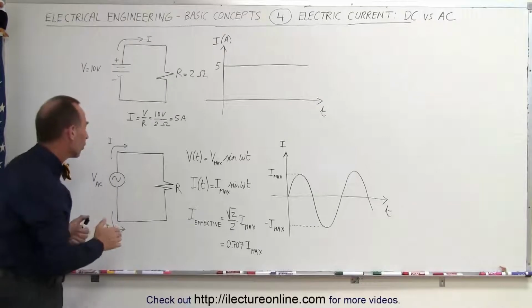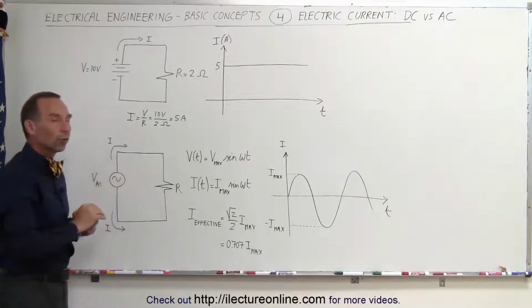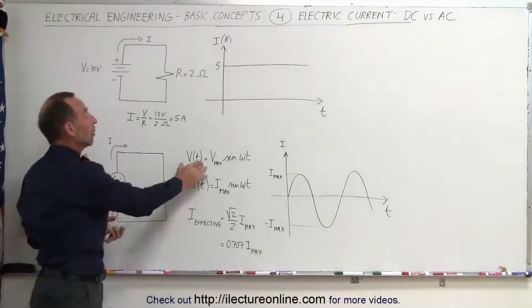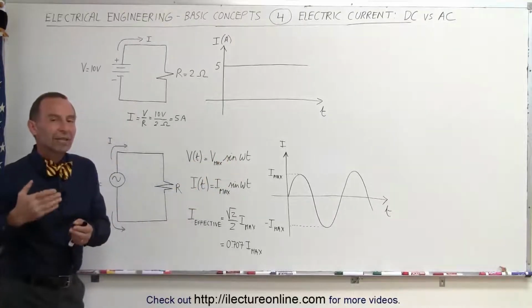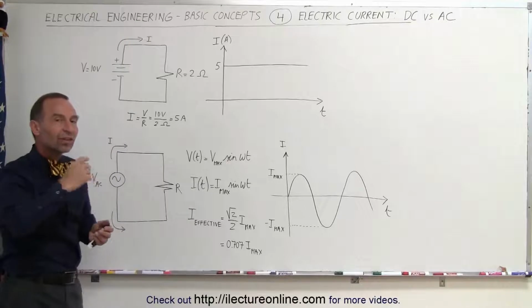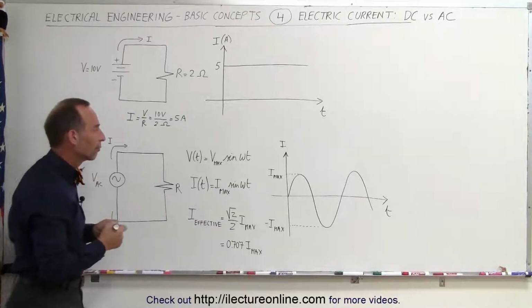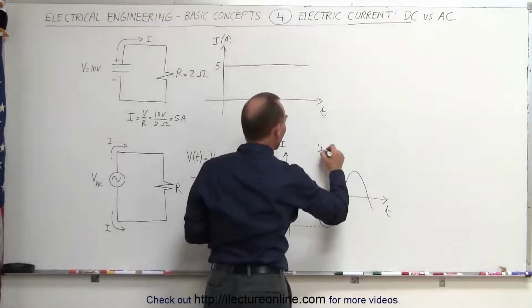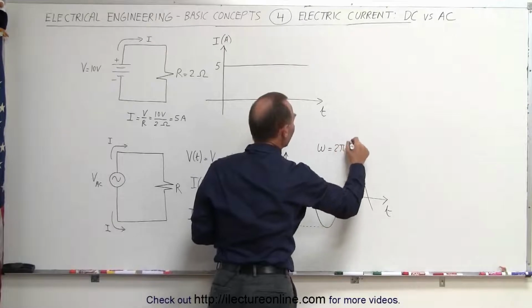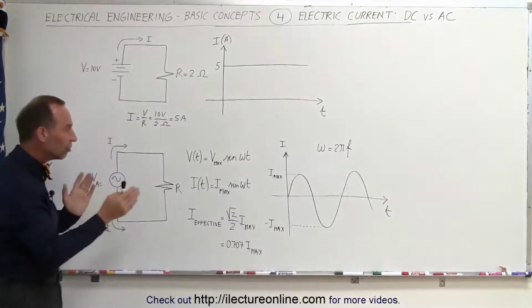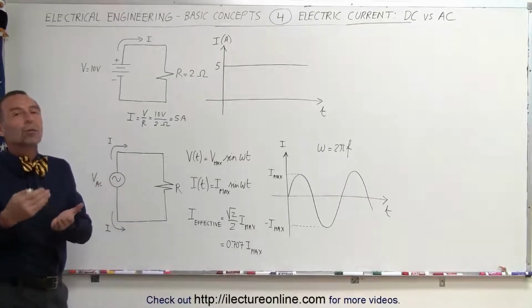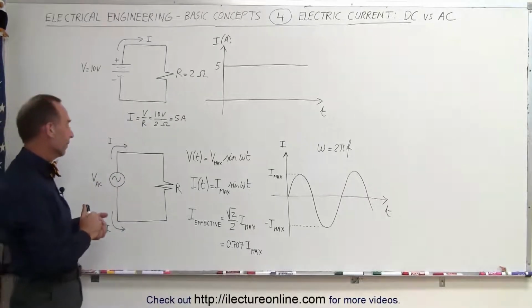Now, what if the voltage source is an alternating voltage source? It puts out a voltage according to this equation, V max times the sine of omega t. Omega is the frequency of the oscillation of the circuit. And of course, when you want to write it like this, omega is equal to 2 pi f, where f is actually the frequency of the changes in the voltage. Omega is then the radial frequency according to that.